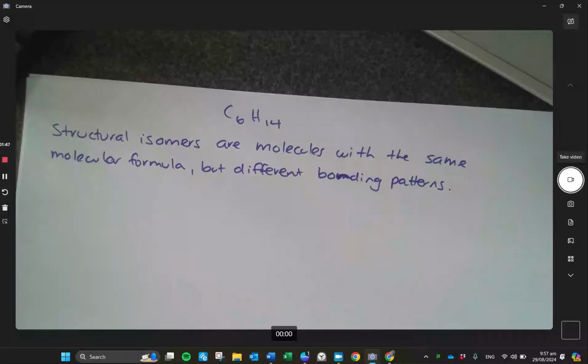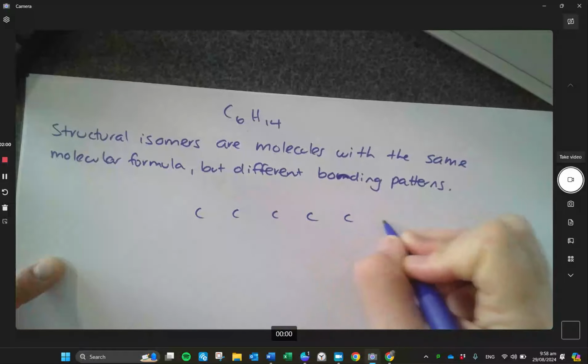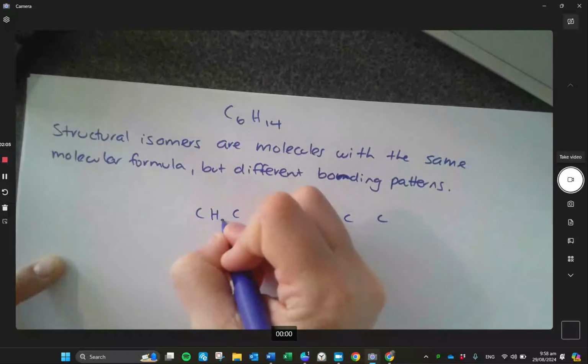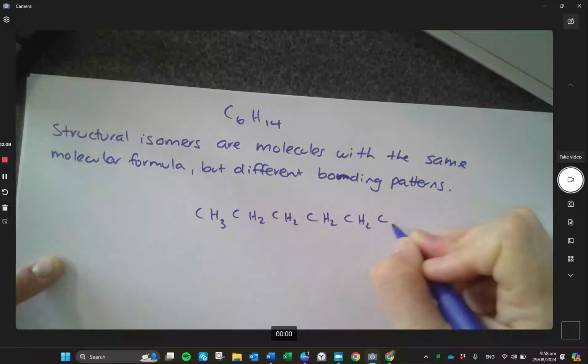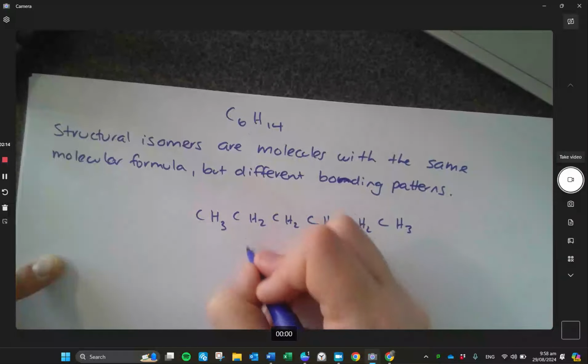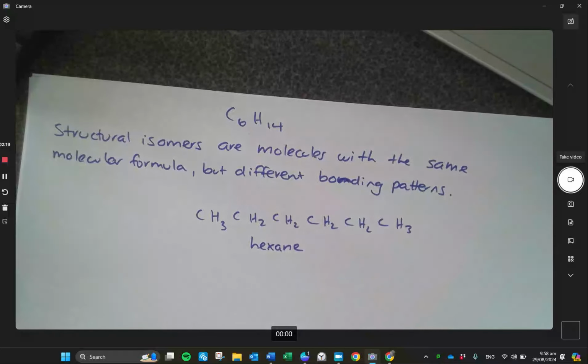Whenever I'm tackling a question like this, the first thing I do is the straight chain, because that's the easiest one, and then I can work my way through it to make sure I got everybody. So for the straight chain, we're doing 6 carbons: 1, 2, 3, 4, 5, 6. Then fill in the hydrogens: CH3, CH2, CH2, CH2, CH2, CH3. It also helps when you're doing structural isomers to name it. This is hexane. The reason I name it is to make sure that I don't accidentally do two of the same.